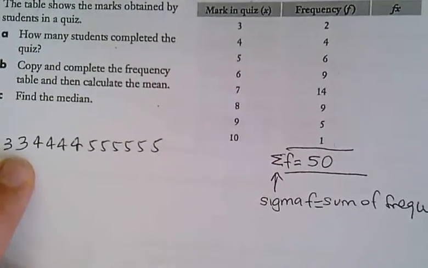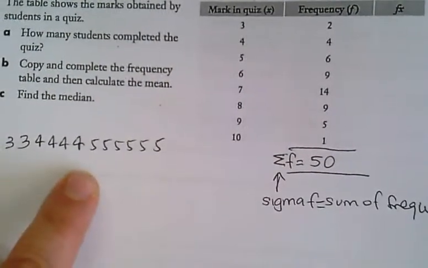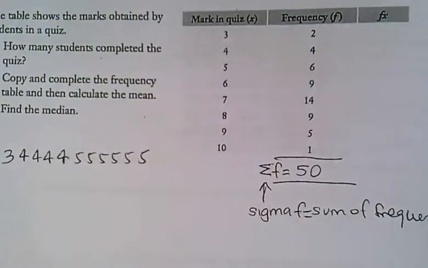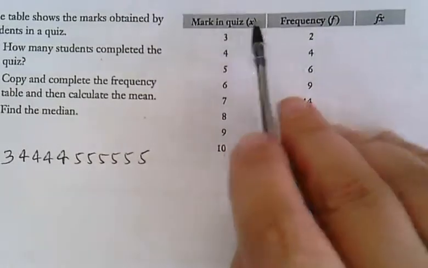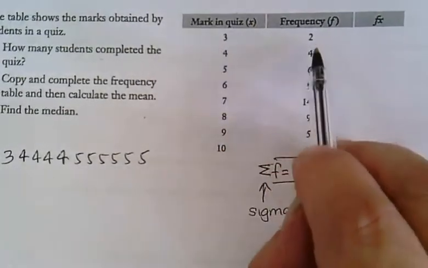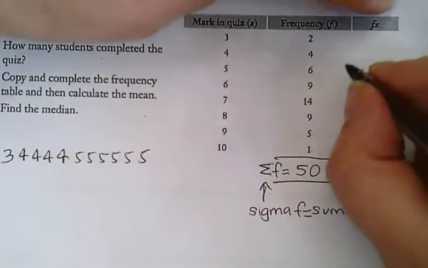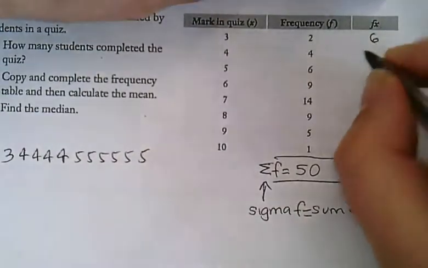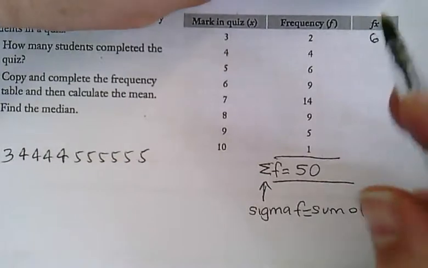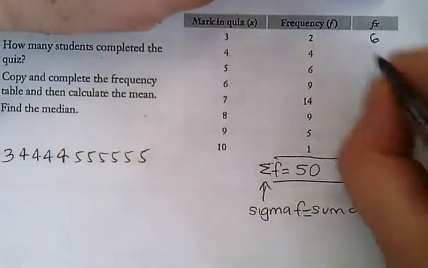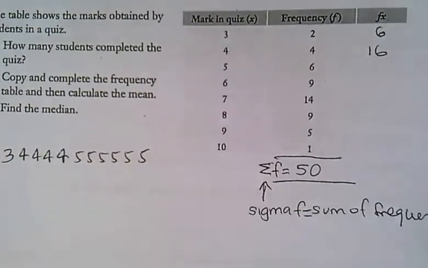So what do the 3s add up to, girls? What do the 3s add up to? 6. And what do the 4s add up to? 16. And what is an easy way just to do this in the table? F times X. I've got 2 people that got 3. Fx means F times X. 3 times 2 is 6. 4 people got 4. The people that got 4, there's 4 of them. 4 times 4 is 16. That is why it's called Fx. Fx means F times X.